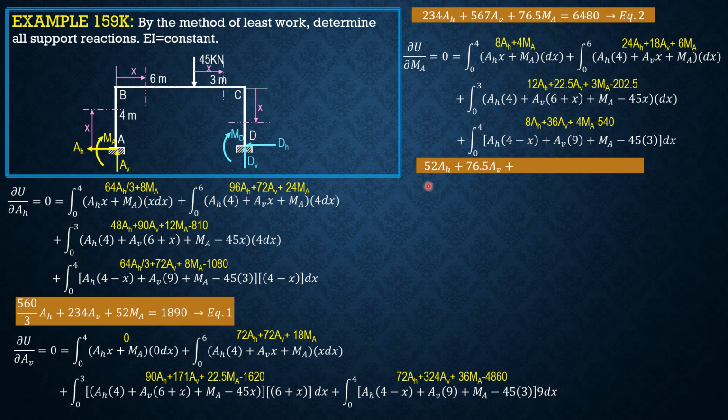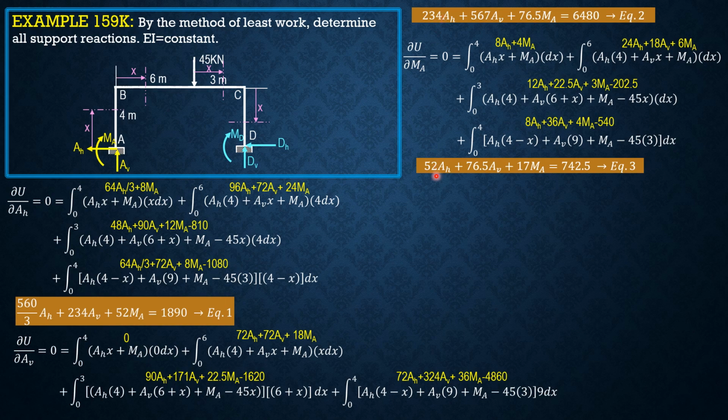So 52AH, so take note, 52 is the coefficient of MA in equation 1. 234 is the coefficient of AH. So that's a technique if you want to verify your answers. Take note of this experience just to check the equation, especially for the coefficients.